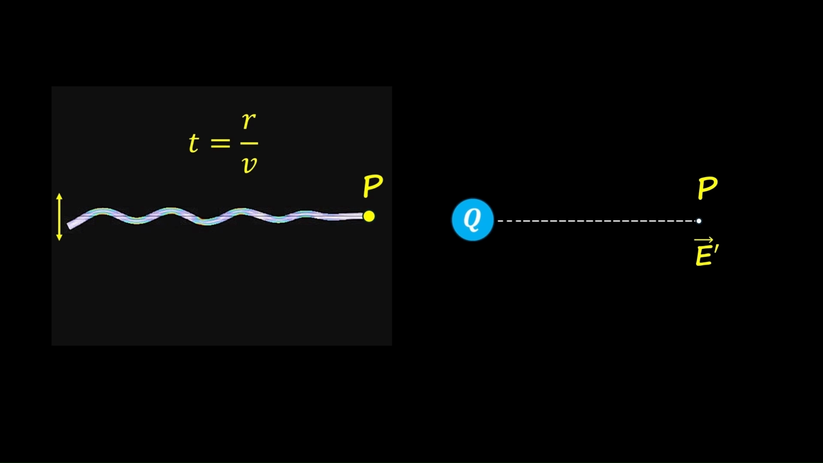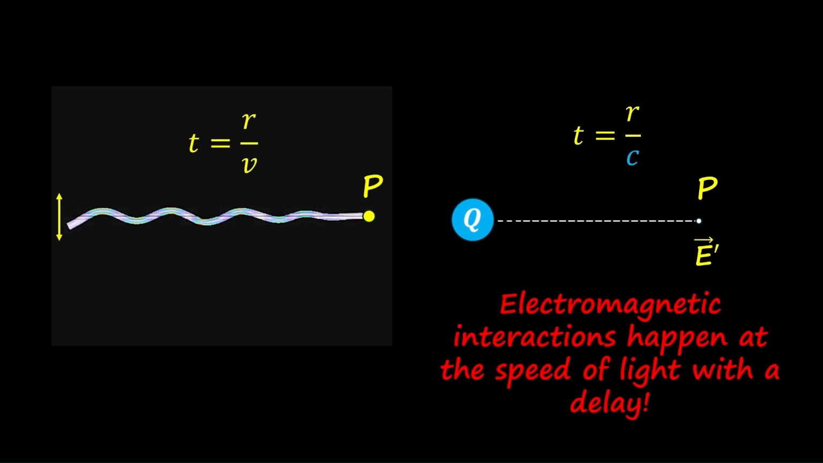The time it will take for the disturbance to be experienced at point P will be given by r by c, where c is the speed of light. Now whenever c shows up, there is a clue that something deeper is happening inside, and that is nothing but relativity coming into the picture. So we can say that the electromagnetic interaction happens at the speed of light with a delay. Since relativity is coming into the picture, this changes the whole game.